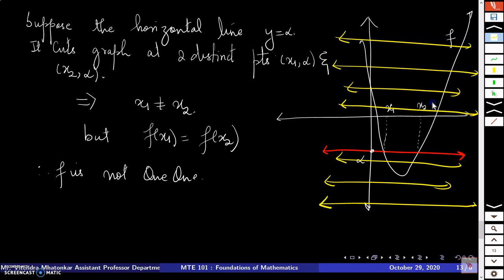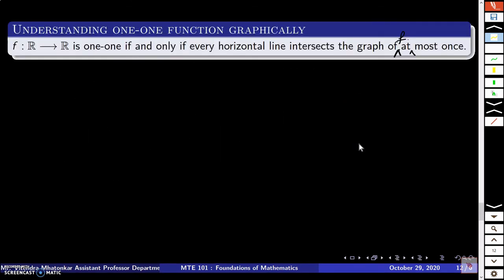Okay, so this is called the graphical test for checking whether a function is 1-1 or not. Okay, so function f from R to R is 1-1 if and only if every horizontal line intersects the graph of the function f at most once, maximum once. Okay, so it is possible that it doesn't intersect also, right?